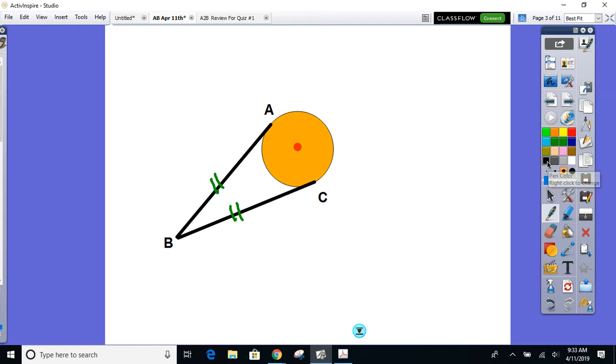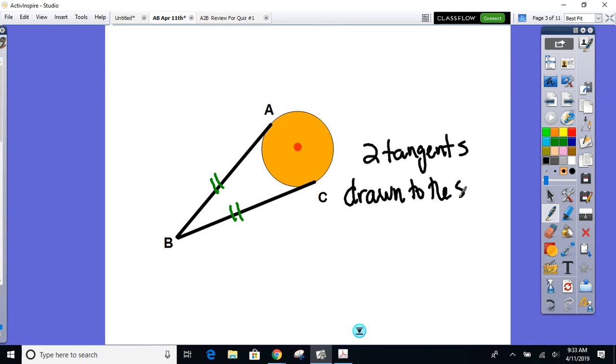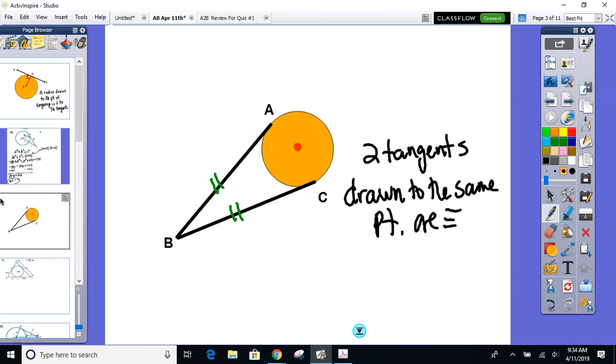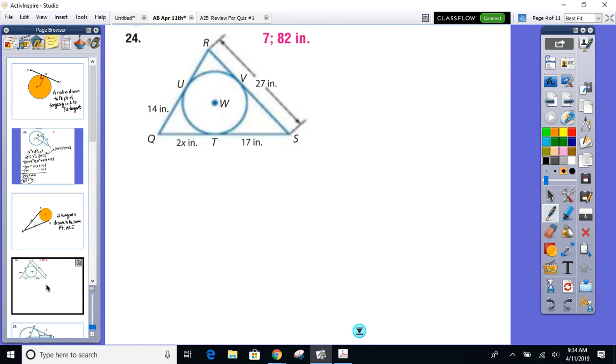What are these again? Two tangents, here's the actual theorem. Two tangents drawn to the same point are, what'd you just tell me about them, Nam? Congruent. That's the theorem. Two tangents drawn to the same point are congruent. Homework, you used it. You had to use it on number 24 to find x and then find the perimeter.